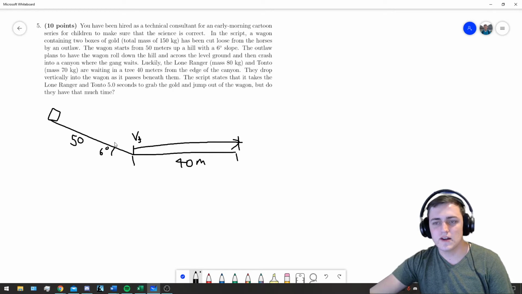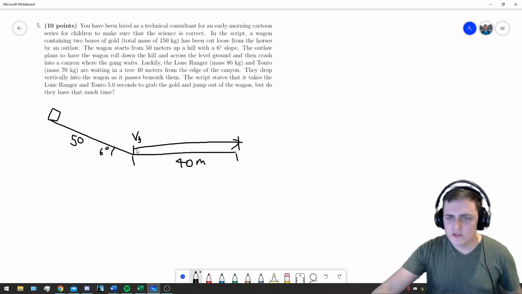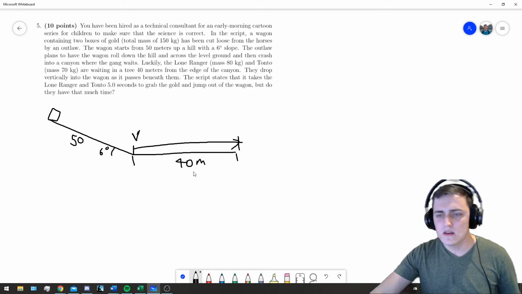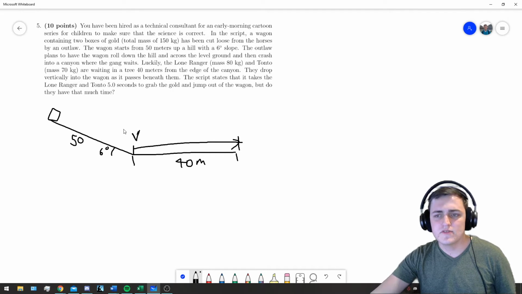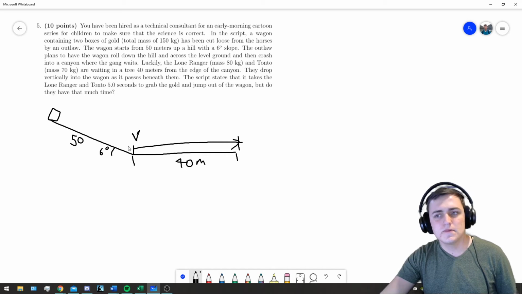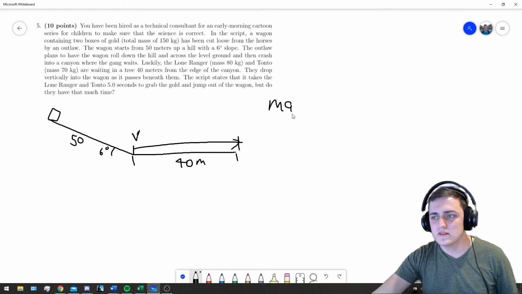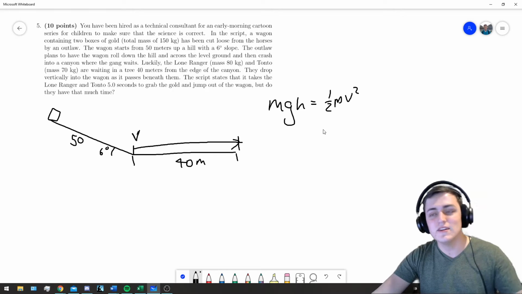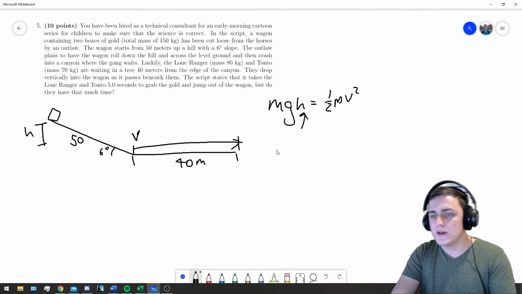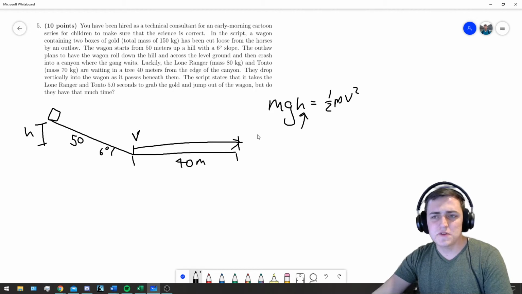V final, sliding down the hill. We can just call it v. We need to know v. And one thing we can do is find, through conservation of energy, the velocity as we exit the hill. So mgh equals 1/2 mv squared. We can find v. Keep in mind that h is this vertical distance, so 50 sine 6.